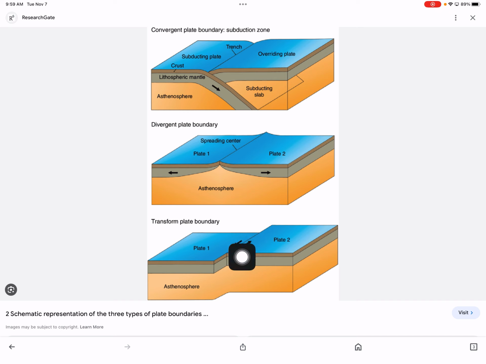These are called transform boundaries. That's what's happening in California. These two plates are moving sideways like that, and they get stuck, and when they break loose, that's when earthquakes are created.